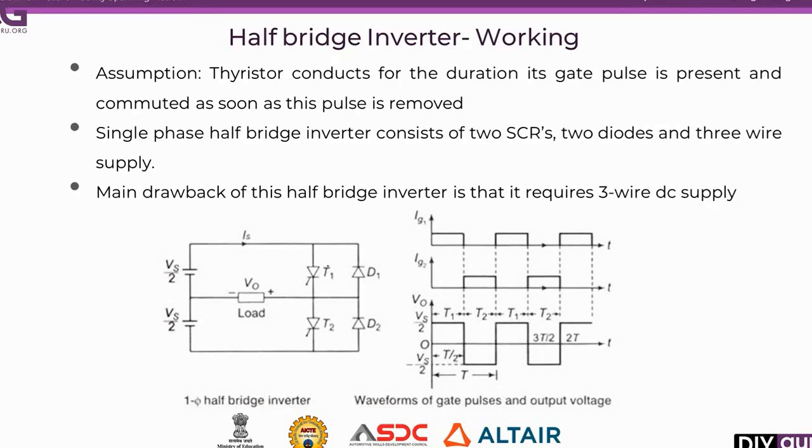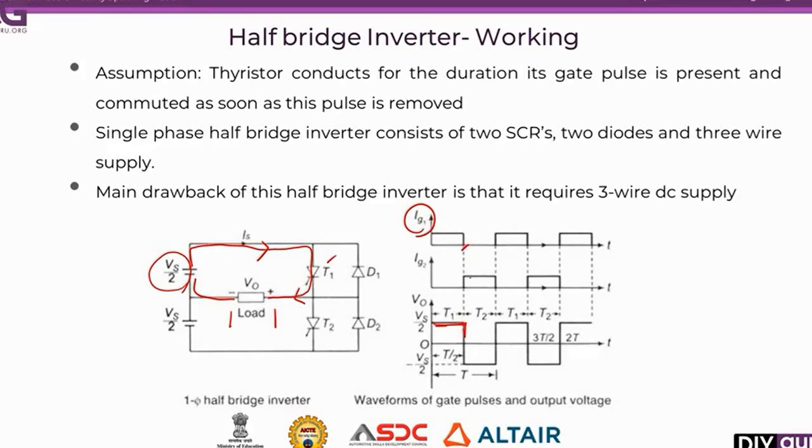When the thyristor T1 is turned on with the help of IG1, current from this Vs by 2 source will flow in this direction, go through the positive of the load, and reach the negative terminal of the battery. So when T1 is conducting, current flows to the positive of the load. Whatever voltage is applied here will fall across the load as V0. See here in this diagram, the voltage falls here until T1 is conducting.